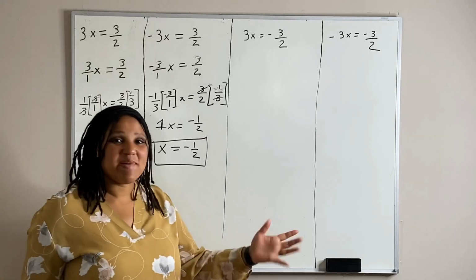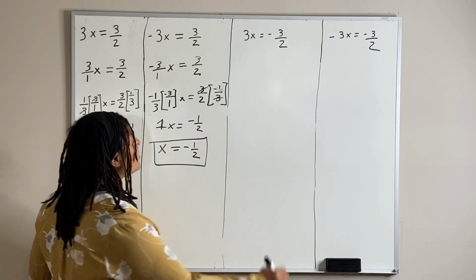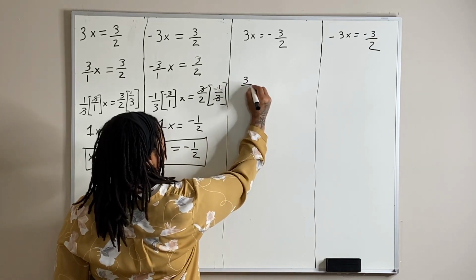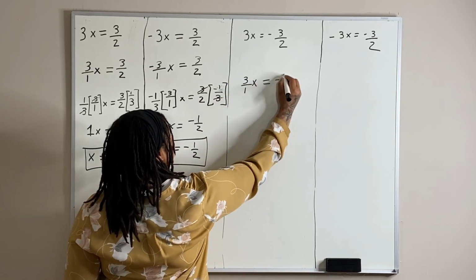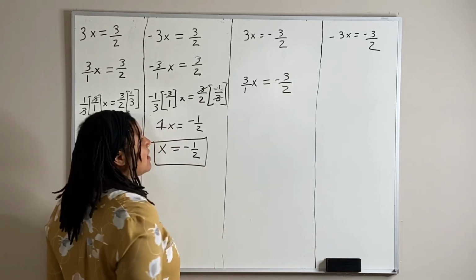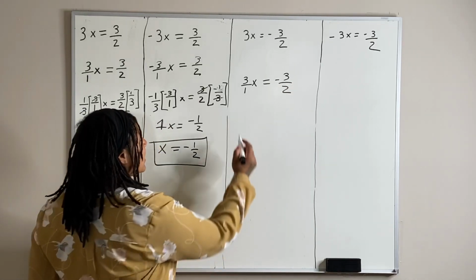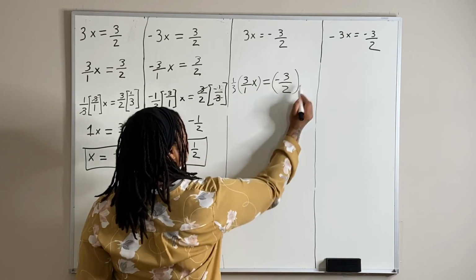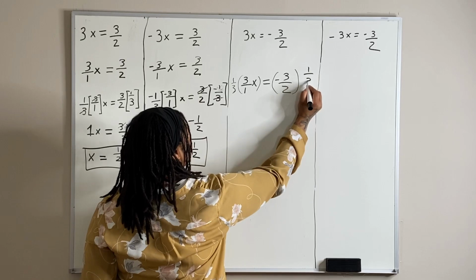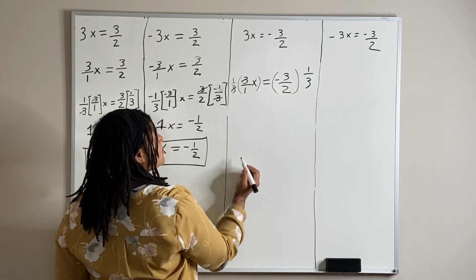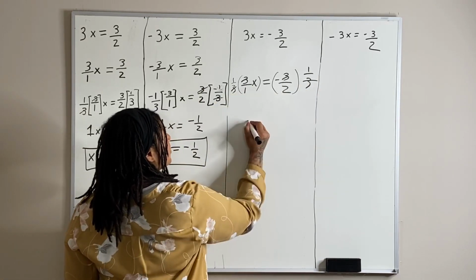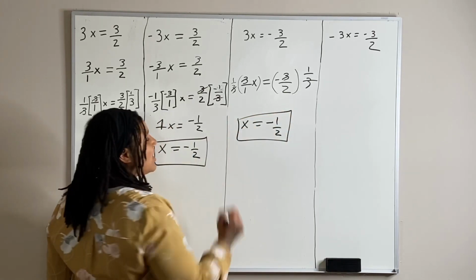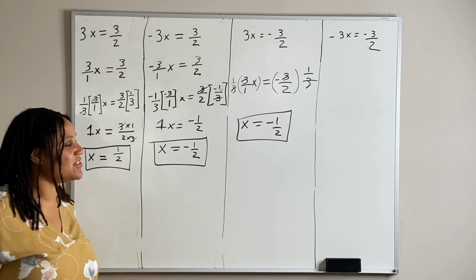Great, so not so bad, right? So let's come over here. And we have, again, I'm just going to rewrite. And I'm just going to multiply both sides by the reciprocal of 3 over 1, which is 1 over 3. The 3's cancel, so we're left with x is equal to -1/2. Great, okay, so I think you're catching on here.